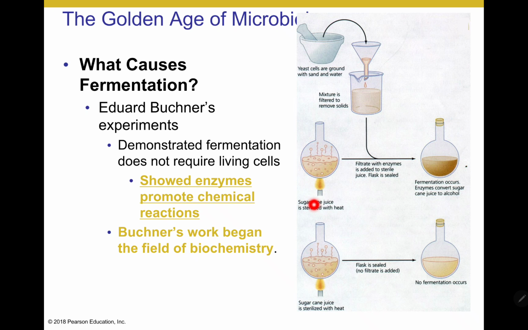So Edward Buchner, another person, right? So Pasteur, Louis Pasteur, he understood that yeast, for example, could ferment grape juice and create alcohol from that fermentation process. So initially, we thought it was microorganisms that promoted fermentation. So we needed a microorganism for fermentation.